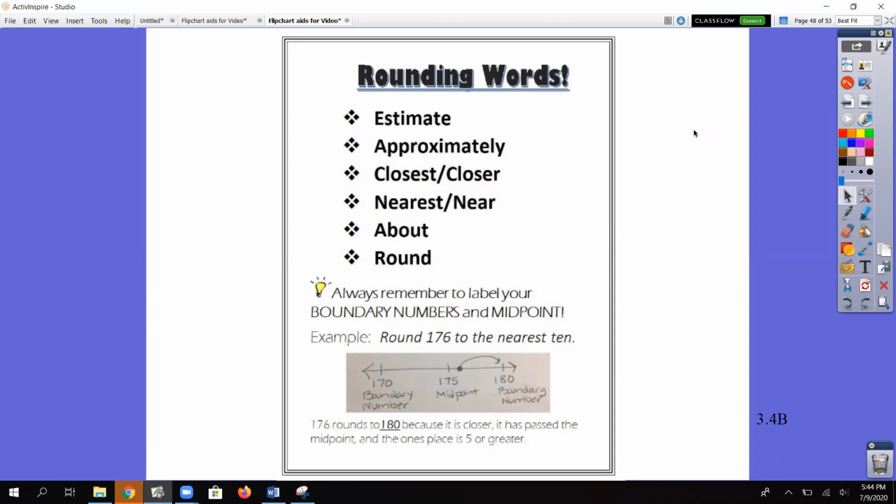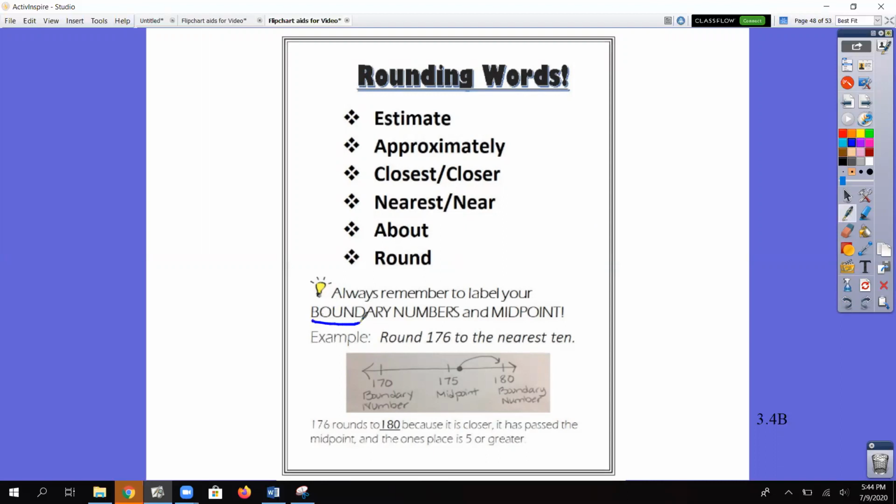So when you are rounding, there's some words to look for that will give you kind of like a clue to know that it is a rounding word problem. And they are estimate, approximately, closest or closer, nearest or near, about, and round. These words, when they're inside a word problem, will let you know that you have to round first and then solve the problem. So always remember to label your boundary numbers and your midpoint.